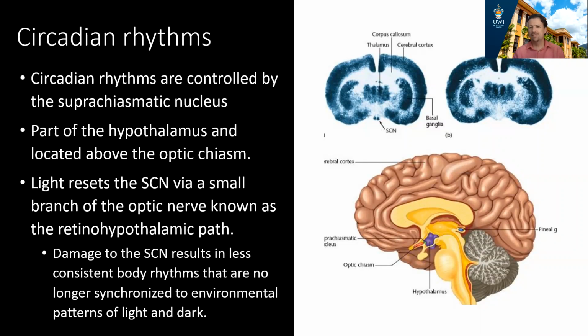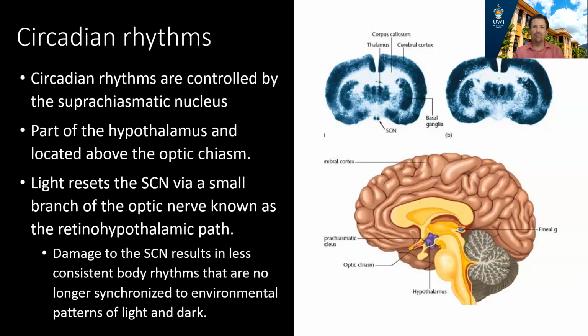So what controls these circadian rhythms? Well, we know the key structure appears to be a very small region of the brain called the suprachiasmatic nucleus. Now, it's part of the hypothalamus and is located just above the optic chiasm, the place where the two optic nerves cross, hence the name the suprachiasmatic nucleus.